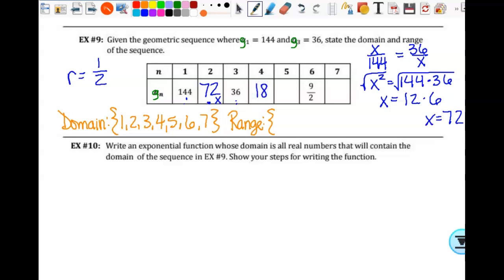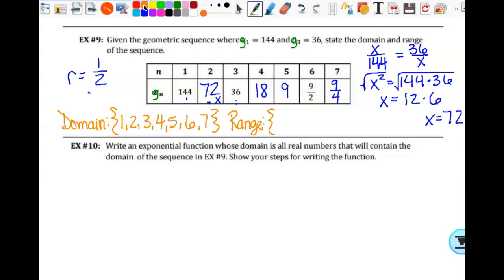18, then what? 9, then 9/2, then what? It's 9/2 times 1/2. 9/4. So, because you don't really want to think about it, you're not dividing by 2, you are multiplying by 1/2 because r is 1/2. And multiplying fractions is super easy.